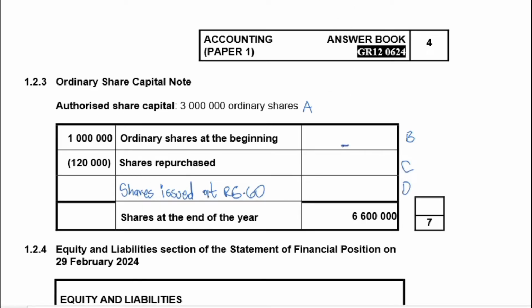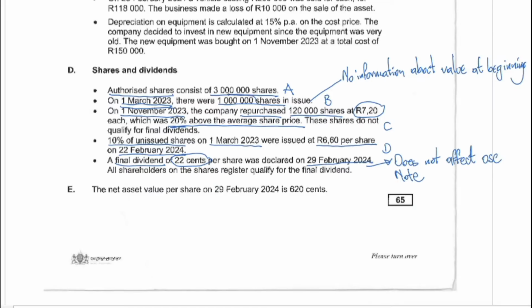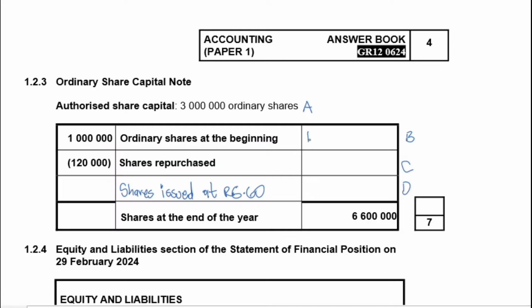For ordinary shares at the beginning, can we calculate the value of the shares that were in issue at the beginning of the year? We only have the number of shares that were in issue at the beginning of the year. We haven't been given any information to allow us to calculate the value, so we don't have enough information to do so. It's very likely that this will be a balancing figure at the end. So for the moment, we skip the calculation.